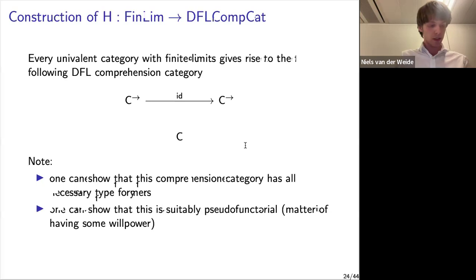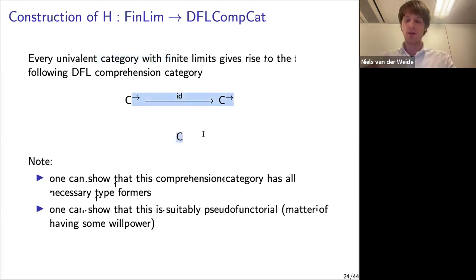So the proof that I do kind of follows what Dybjer and Clairambault did, but is slightly rephrased. First, how do we go from a category to a model of type theory? Okay, we have a C, which is a univalent category with finite limits. And then we can form this comprehension category that we might recognize from the set model.